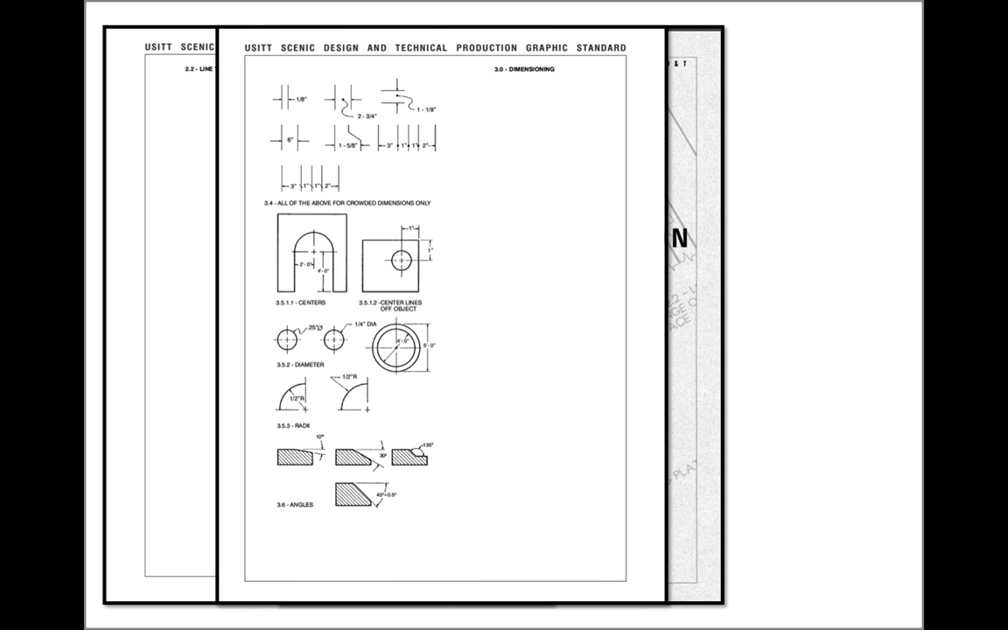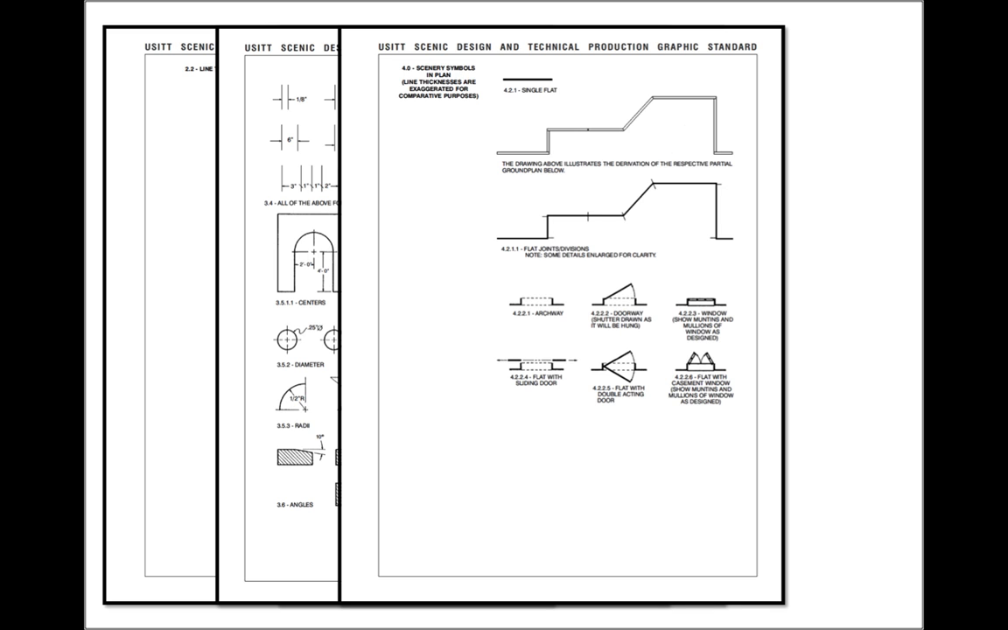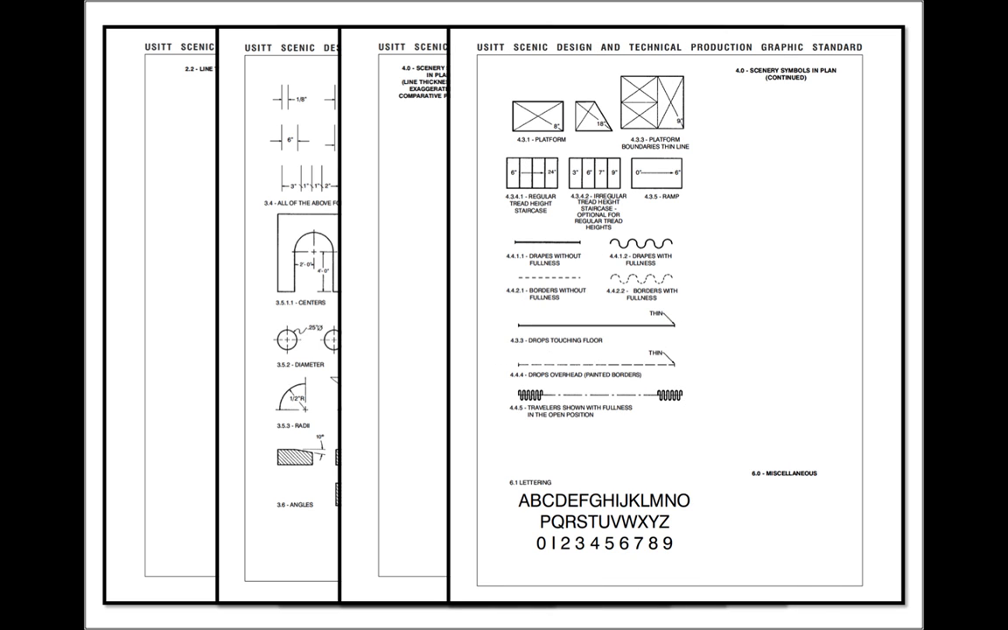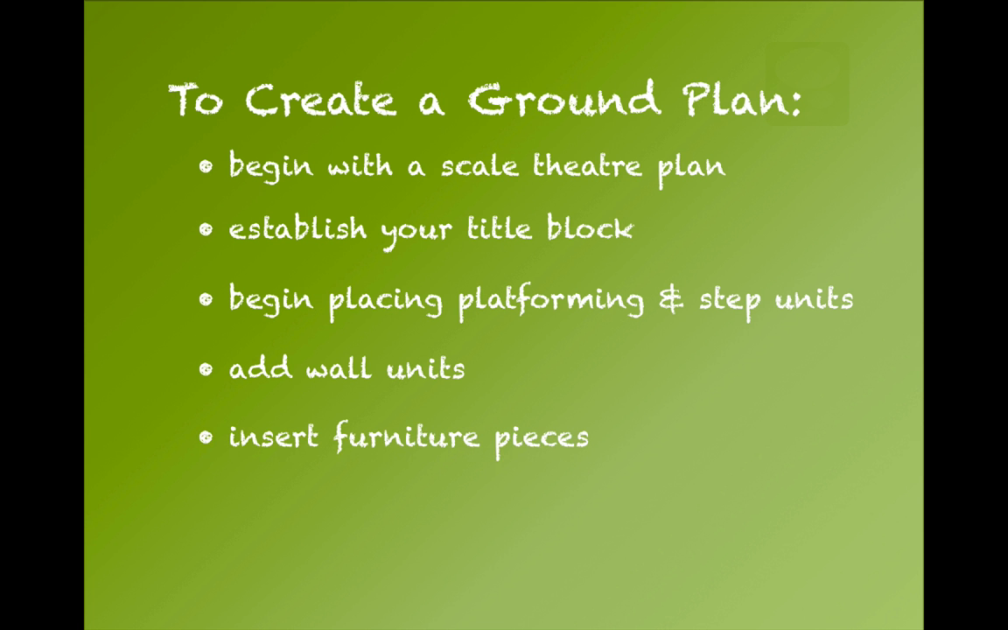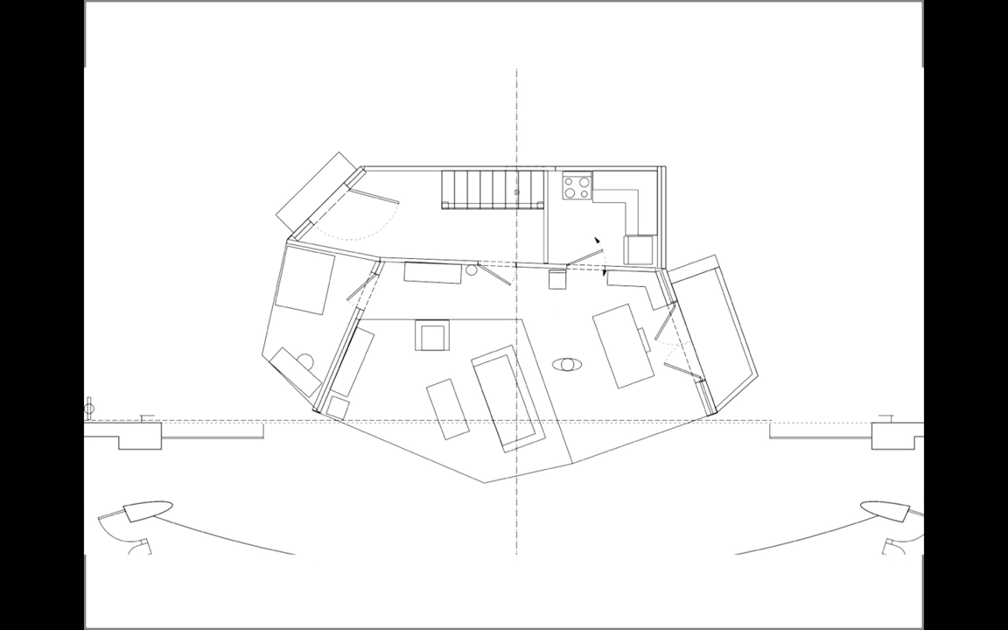Here's a representation of some dimensioning and how walls might go together, junctions. Here's doors, windows, and platforming. Next, we'll insert furniture pieces. These are represented with small boxes and shapes that signify different types of furniture pieces.